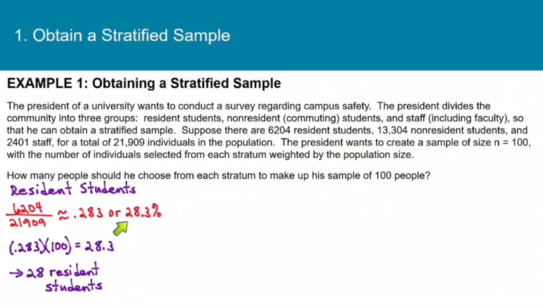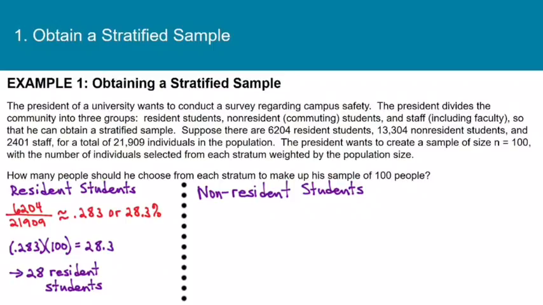But the other thing I want to point out is it's sort of a coincidence that these two numbers are the same. This is the percent. The reason this number is the same is because we happen to be obtaining a sample size of 100. So if we needed a sample of any other size than 100, this number would be different from the percent. Okay, now let's look at non-resident students.